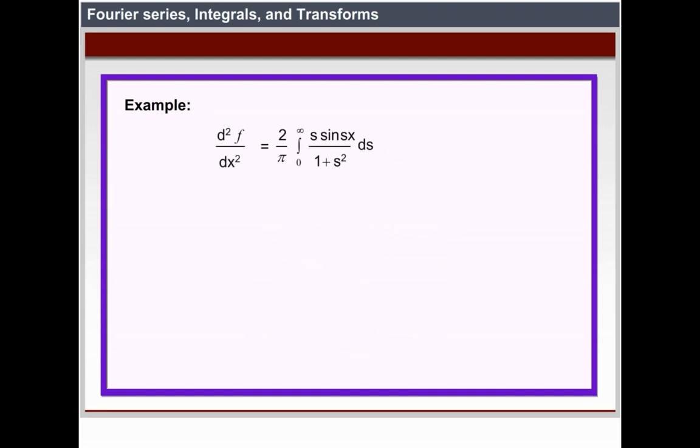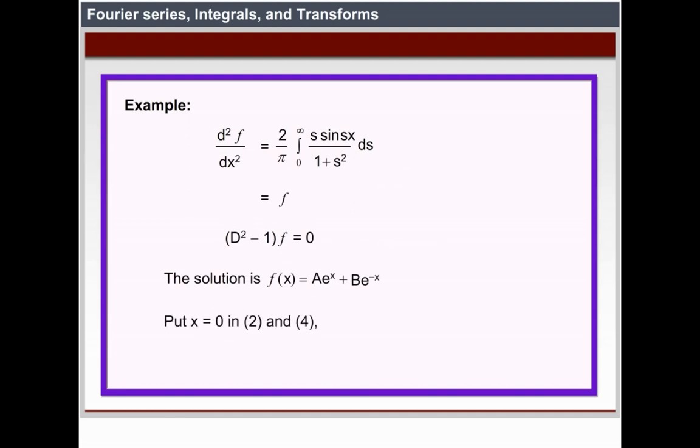d square f by dx square equal to 2 by pi integral 0 to infinity s into sin sx by 1 plus s square into ds equal to f. So (D square minus 1) into f equal to 0. The solution is f of x equal to a into e power x plus b into e power minus x.